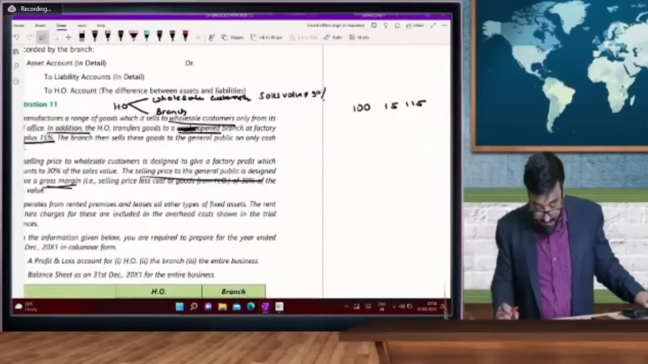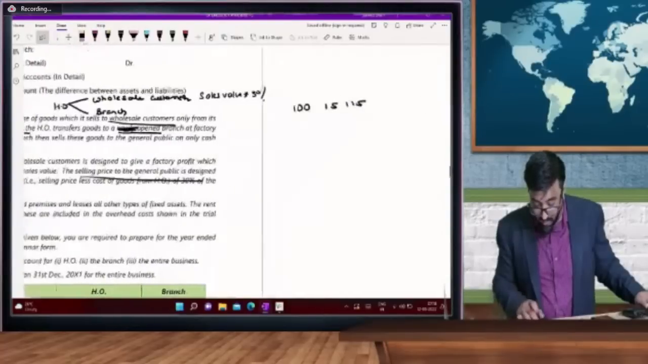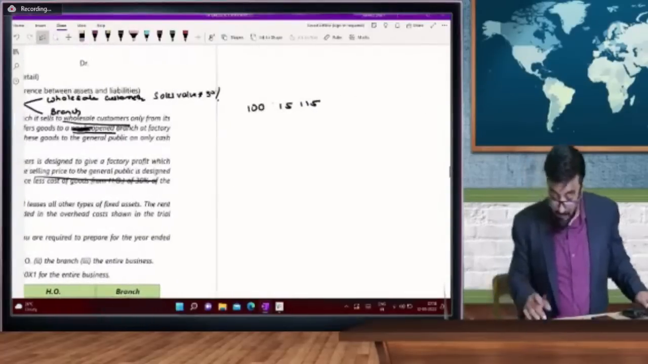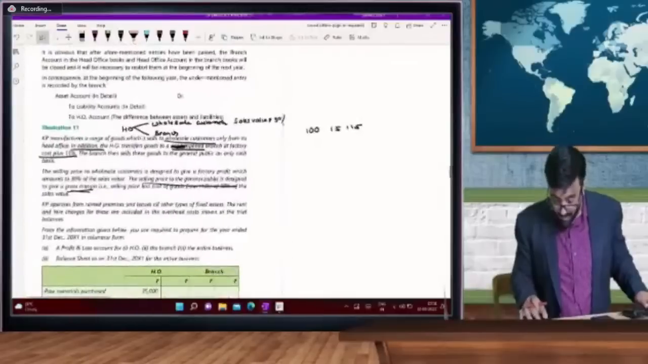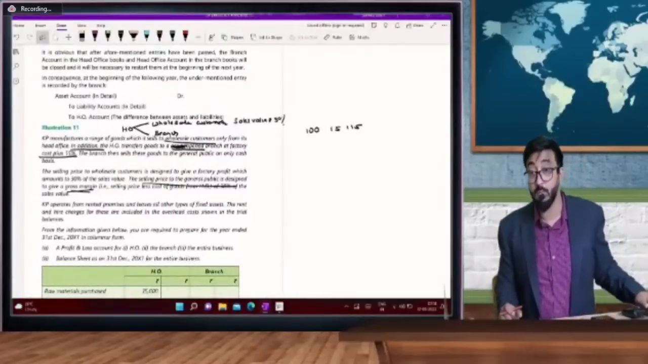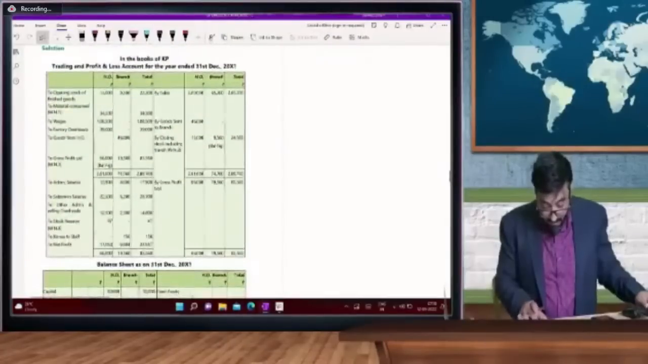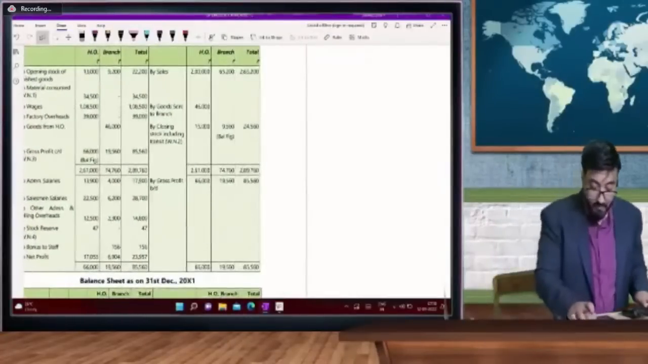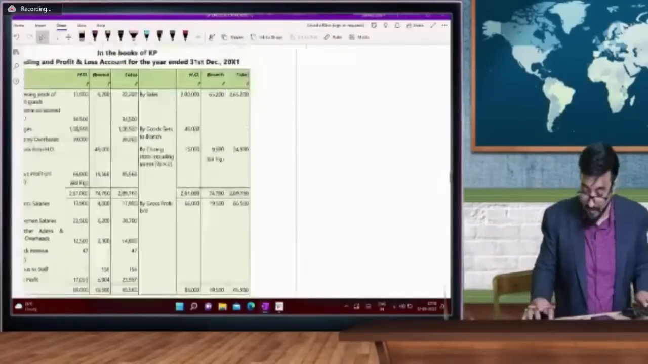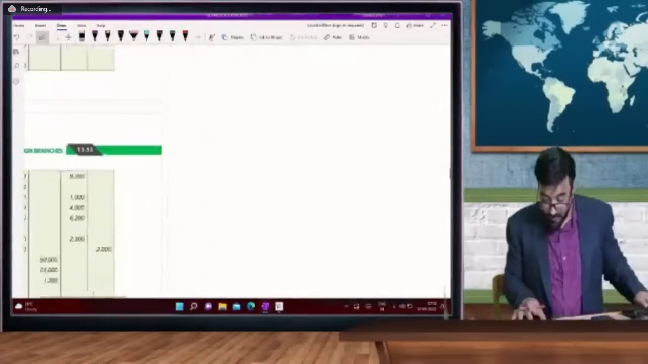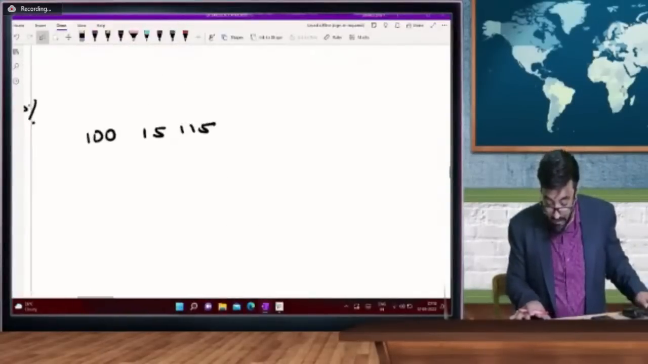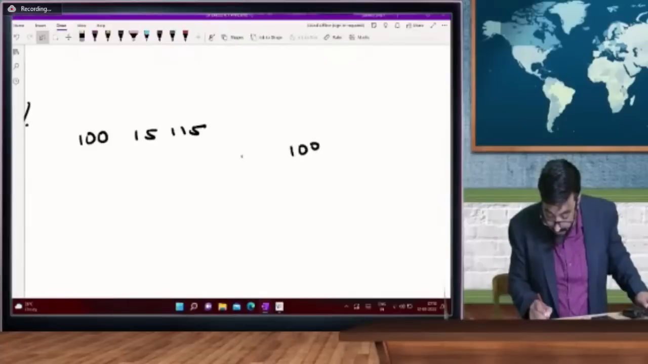The selling price to the general public is 30% of the gross value. So now for the branch, I'm asking for the branch profit. You can check here, the branch is getting 30% profit. See beta, actually the equation is 100, 30, 70. So now this is the branch profit.